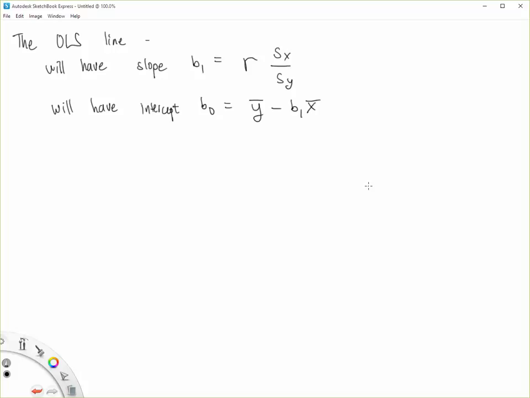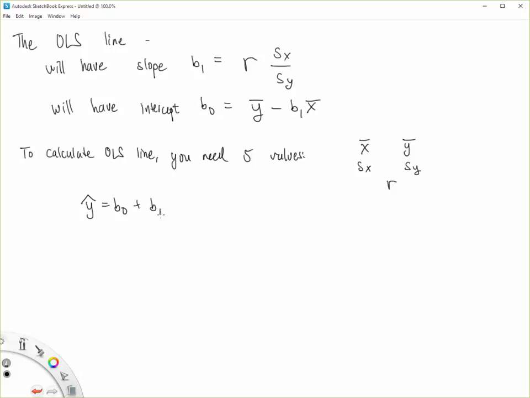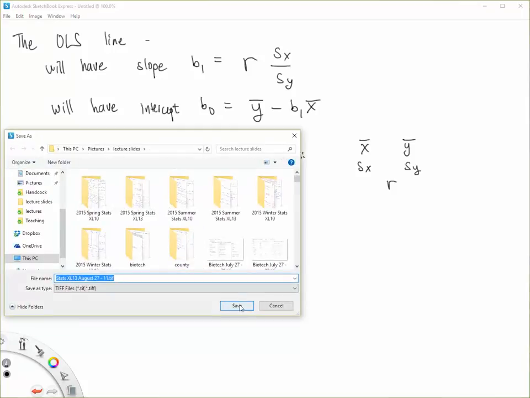Okay, so you just need 5 numbers. To calculate the OLS line, or the linear regression line, whatever you want to call it, you need 5 values: X bar, Y bar, the standard deviation of X, the standard deviation of Y, and the correlation between X and Y. If you have those, you plug them in here. You have to calculate B1 first, and then you can calculate B0, and then you throw them together and you get Y hat equals B0 plus B1X. This will be your ordinary least squares line.